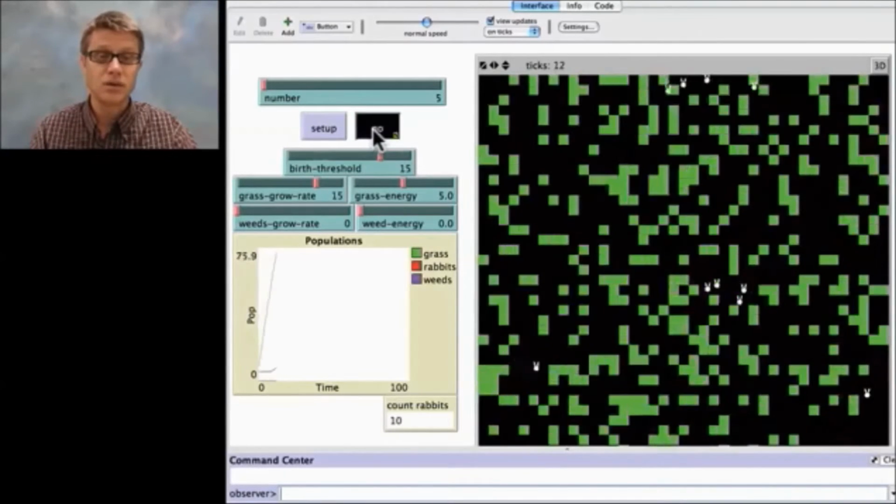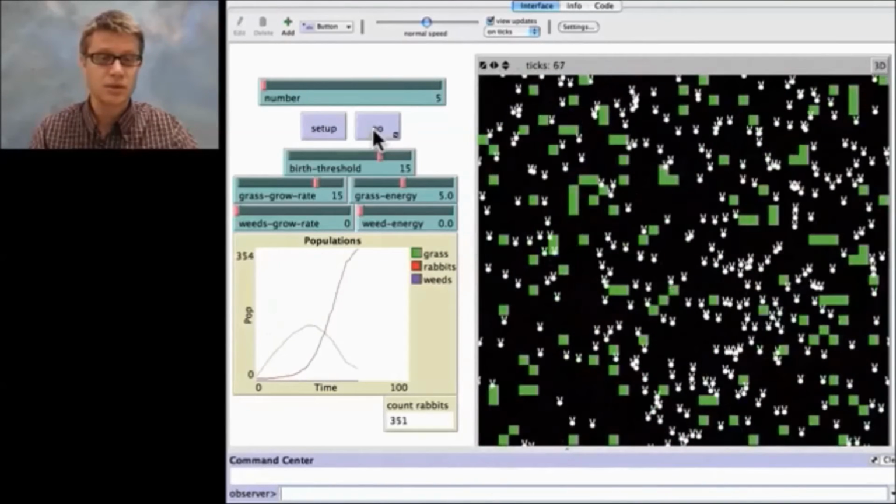And so if we let it go for a second, it goes really, really quickly. So let me stop it there for a second. So let's watch what happens. And so this red line here is going to represent the number of rabbits over time. And so again, we started with 5, and pretty soon we had 350 rabbits. What happened to the grass? Well, the grass started to reproduce as well, but it crashed because the rabbits were eating all the grass.